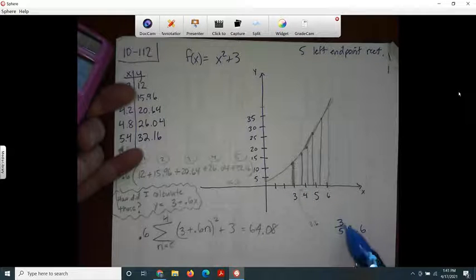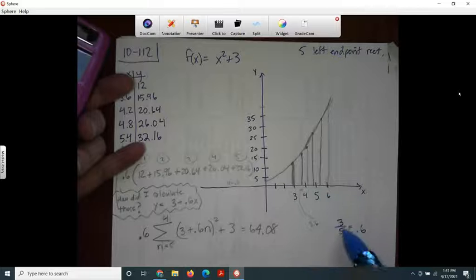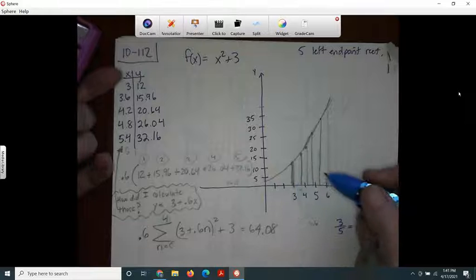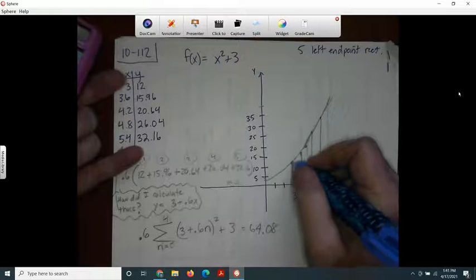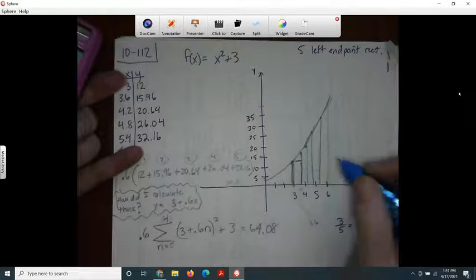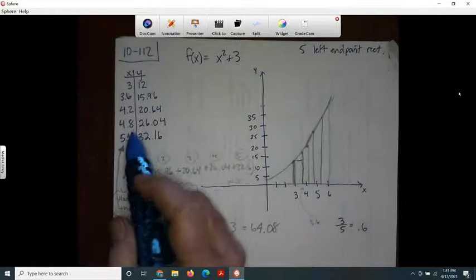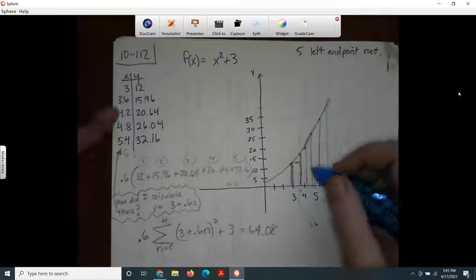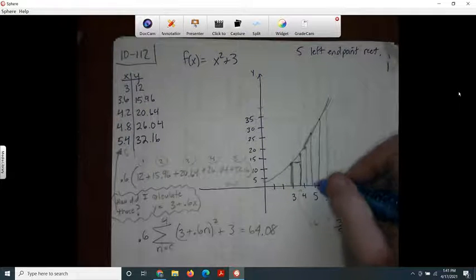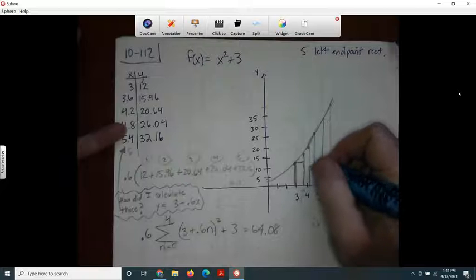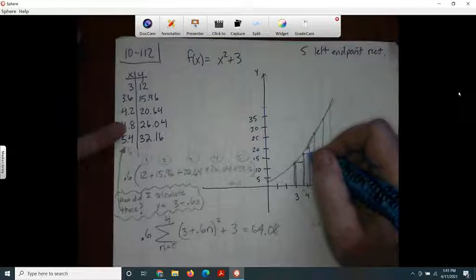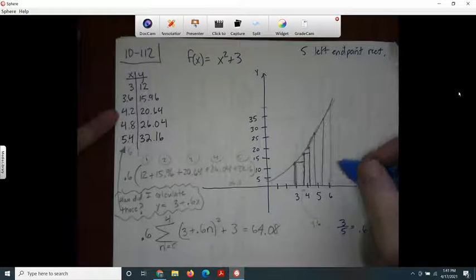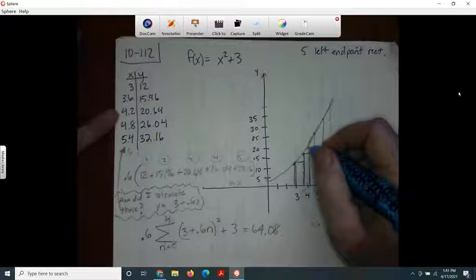So that means my first rectangle is going to start at 3, and then my next one is 3.6. And then I just started adding 0.6 each time. So 3.6 plus 0.6 is 4.2. I just estimated that 4.2 would be right here. And then, what's the next one? 4.8, and then 5.4.